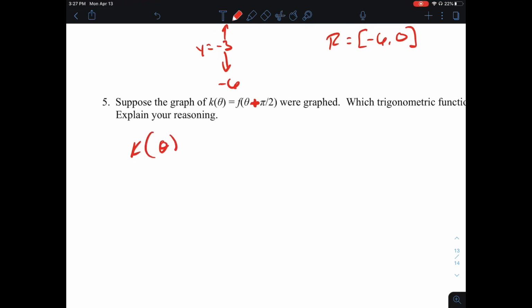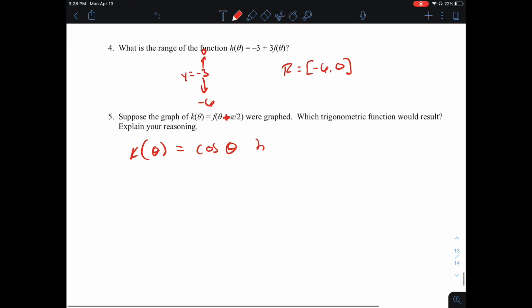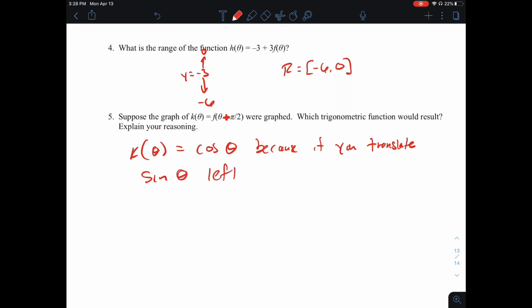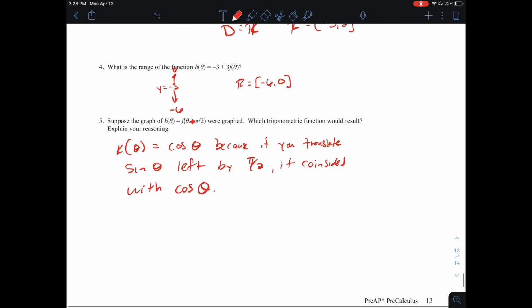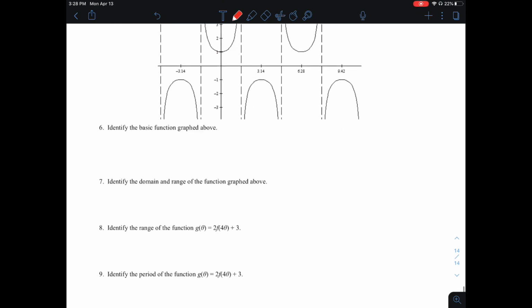K of theta would equal cosine of theta, because if you translate sine of theta left by pi over 2, it coincides with cosine of theta. All right, moving on.